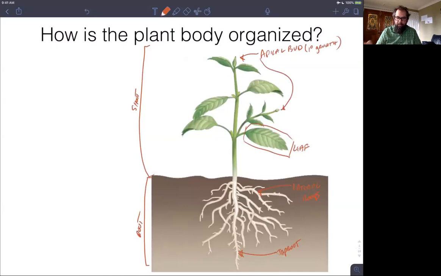There's a couple of apical buds on here. Remember that the branches also have apical buds associated with them as well. In the axils of these leaves, or at the point where the leaf attaches to the stem, we also see our axillary buds. Remember, these are responsible for creating our lateral branches. And so here we have a lateral or axillary branch.